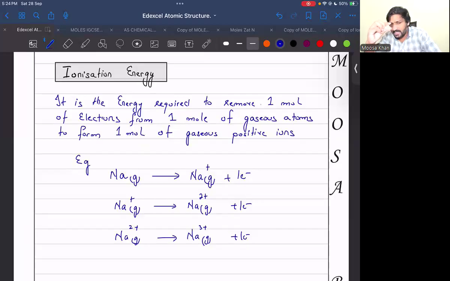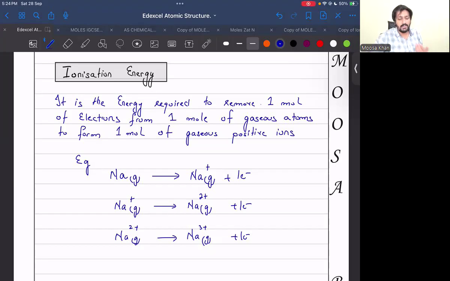So there are 11 electrons in the sodium atom. If you keep on removing electrons one by one, you do not have to decide which electron will be lost first. If you start heating it, the electron which is in the outermost shell, or the electron which is at the highest energy, will be the first one to be removed. If you continue heating it, the electron which is at a lower energy than the outermost electron will be the second one to be removed. So these electrons will be removed as per the energy order. The electron with the highest energy will be the first one to be removed. The electron with the second highest energy will be the second one to be removed.